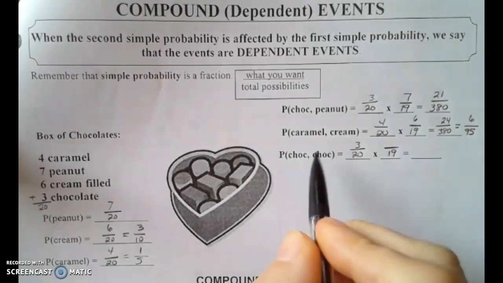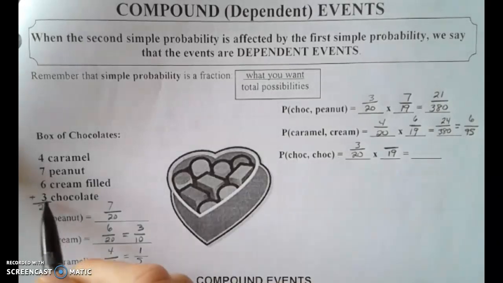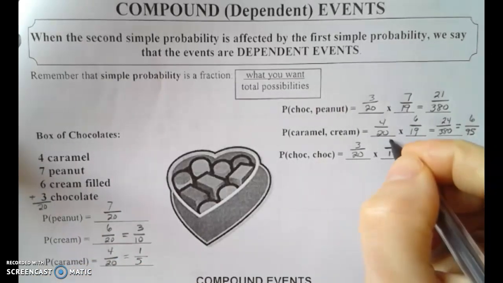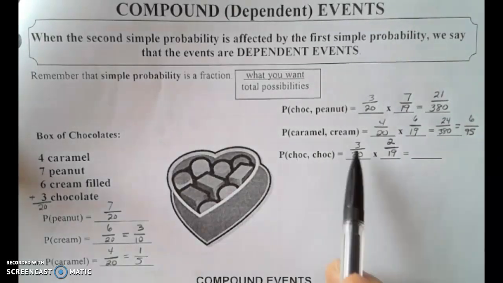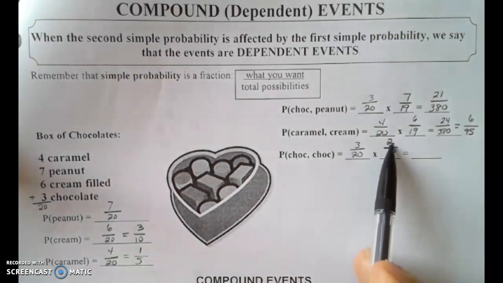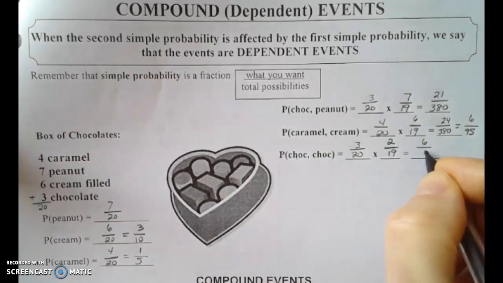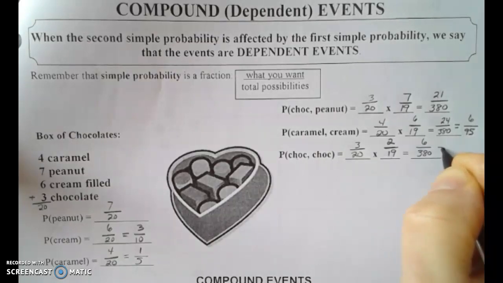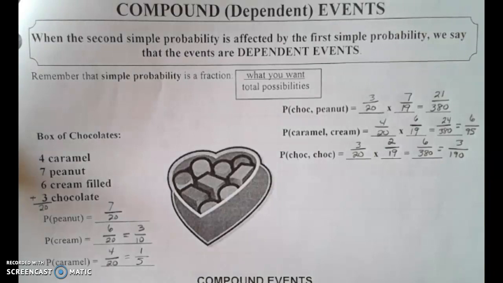Remember, our first candy was a chocolate candy. So now we want another chocolate candy. There's no longer 3. If we ate one of them, now there's only 2 chocolate candies left. So our probability of getting a chocolate candy the second time is only 2 out of 19. We started with 3, we ate one, we're down to 2 chocolate candies out of a total 19 that are left in the box. Multiply these together, and that's going to give us a probability of 6 out of 380. Both of those numbers are divisible by 2, so we can get 3 out of 190 as our simplified compound probability.